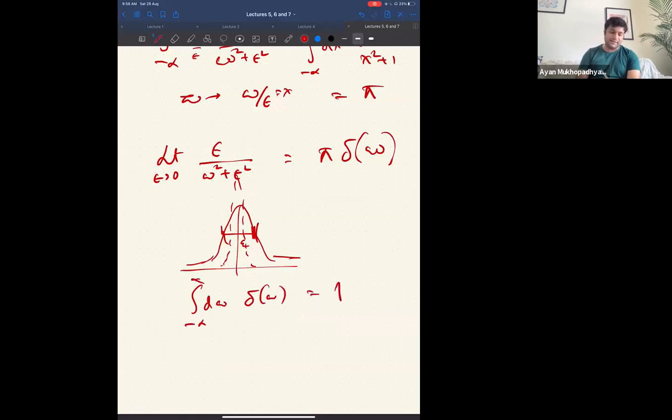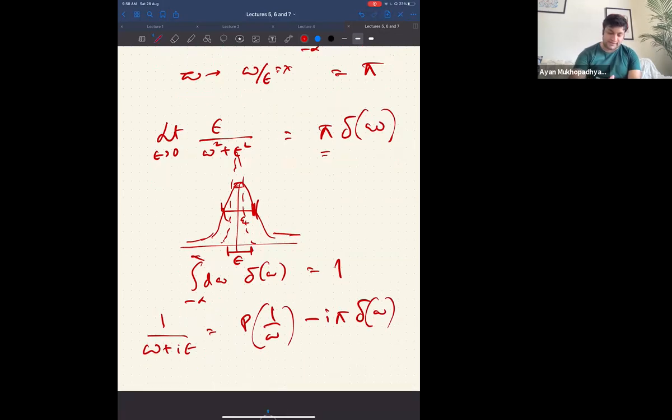So essentially, this object in the limit epsilon goes to 0 should become proportional to a delta function, because all the weight of the function is only in this region of order epsilon. But the integral is fixed, so it should be proportional, and the integral is pi. That is how you determine this proportionality constant pi. Okay. So one can also think of this object, 1 over omega plus I epsilon, as the principal value of 1 over omega minus I pi delta omega.